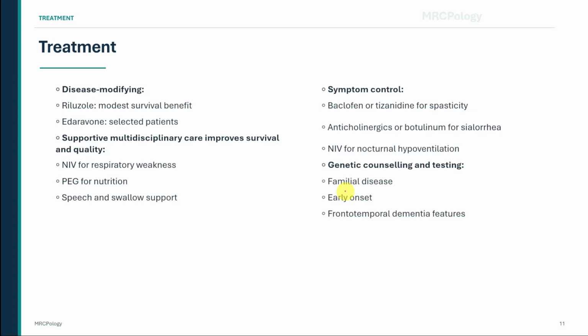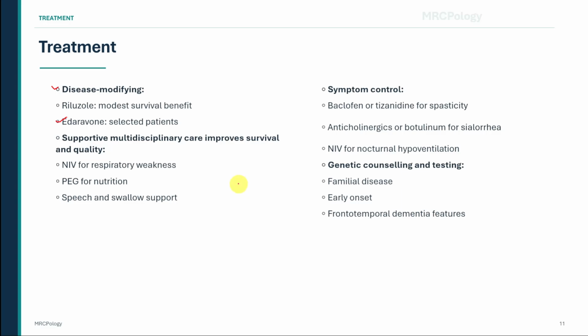Treatment combines disease-modifying therapy with multidisciplinary supportive care. Riluzole provides a modest survival benefit, probably partly by reducing glutamate-mediated excitotoxicity. Liver function should be monitored during treatment. Edaravone may be considered in selected patients according to local eligibility criteria. Respiratory function should be monitored regularly.